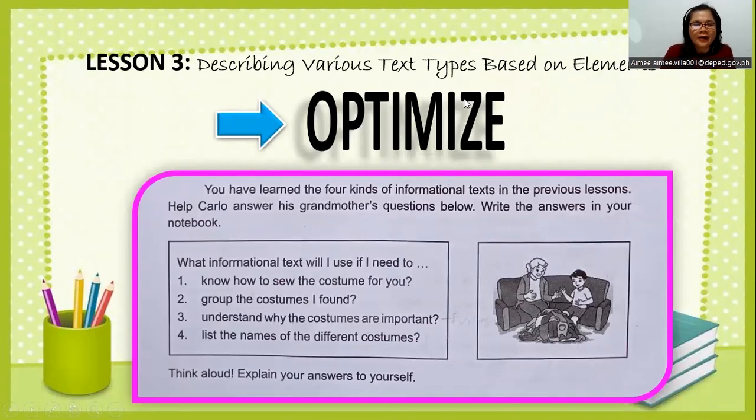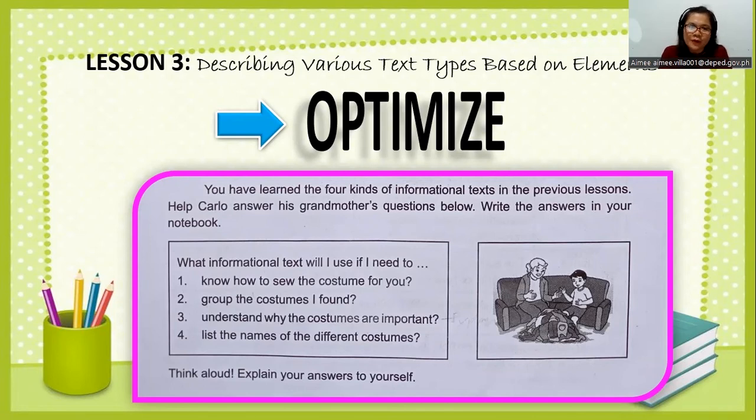Okay, now we are in lesson 3, describing various text types based on elements. Now you have learned the 4 kinds of informational text in the previous lessons. Now look at the picture. This is Carlo and his grandmother. Help Carlo answer his grandmother's questions below. So we will be answering this orally now.